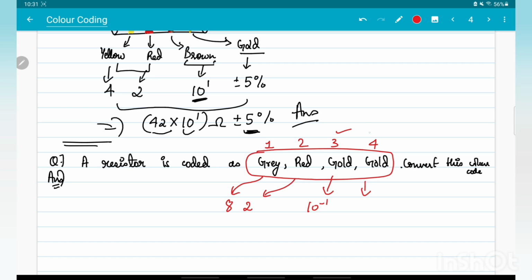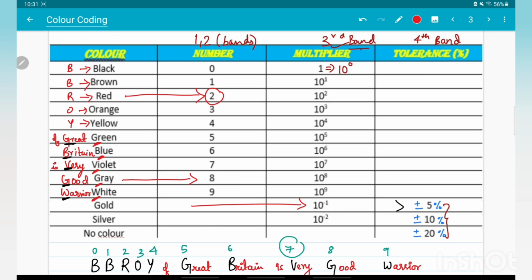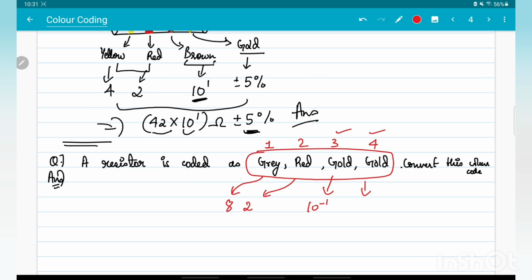So since the third and fourth band both are of gold color, don't get confused. The third band will tell us about the value of multiplier, and the fourth band is going to tell us about the tolerance percentage. So gold over here has got a tolerance percentage of plus or minus 5%. So this is a tolerance percentage. So from here we have got our answer, that is 82 into 10 to the power minus 1 ohms plus or minus 5%. So this is the resistance of this particular carbon resistor. So that is how you write your color coding.